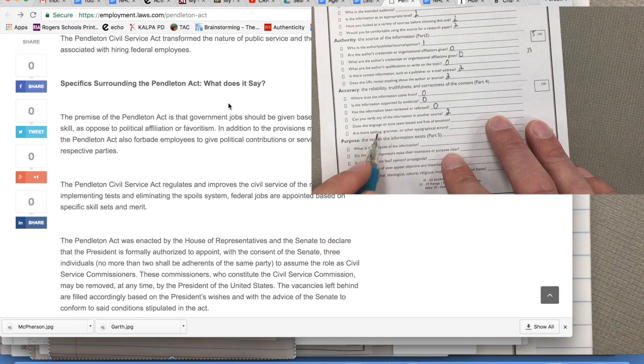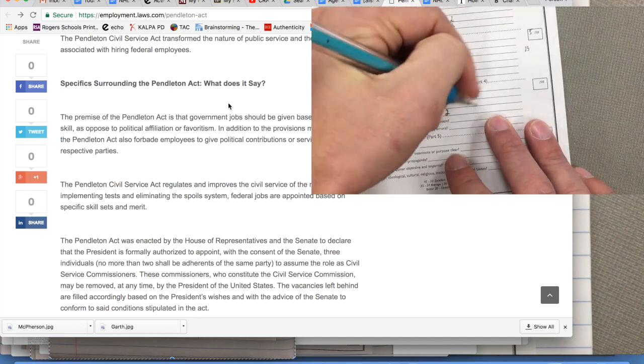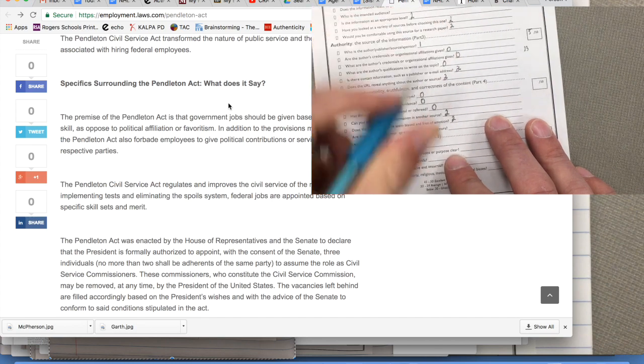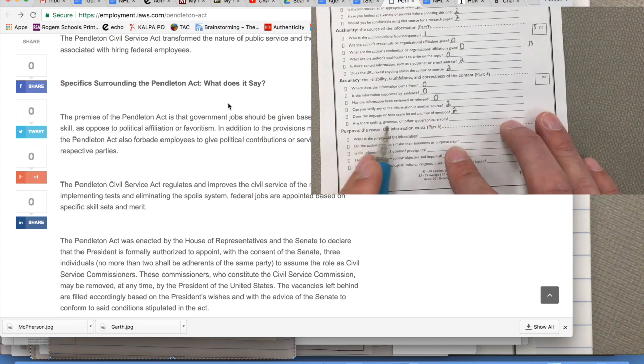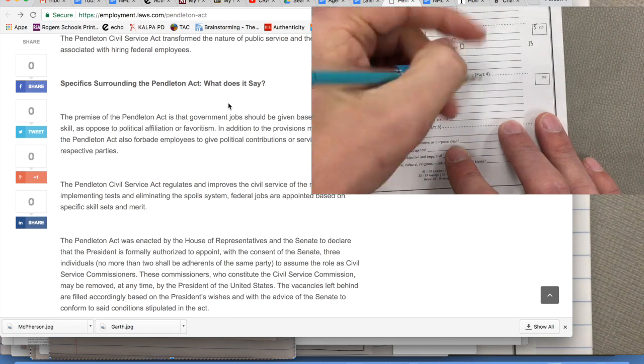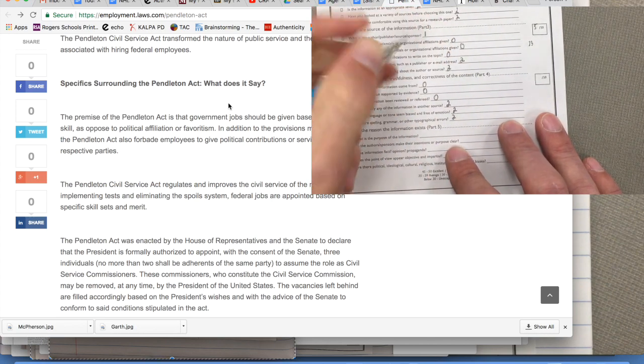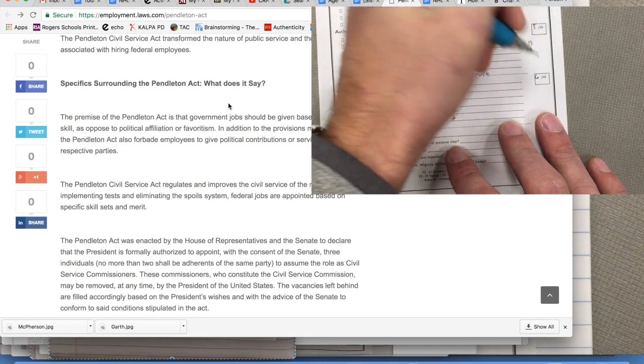Does the language or tone seem biased and free of emotion? Remember, we talked about pathos. And I don't see any of that in this. I'll give that a 2. Are there spelling, grammar, or typographical errors? No, not at all. So I'd give that a 2. So now we're up to a 6. We're coming down to the wire.